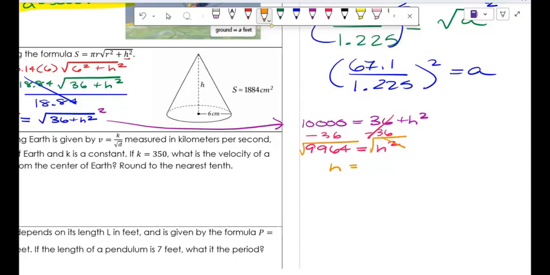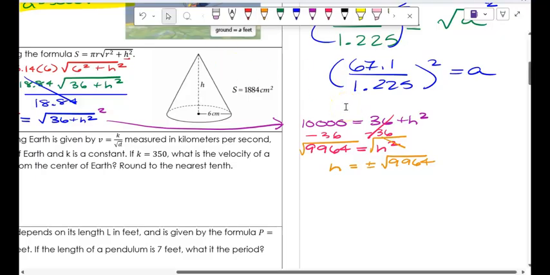So I have to remember anytime I do that, that gets me a plus or minus. And so this would be plus or minus the square root of 9,964. Now, in context of the problem here, I cannot have a negative height. So that's really kind of a null answer right there. I can only have the positive, but it is important to remember, again, anytime you're undoing a square by taking a square root to both sides, you have a plus or minus.